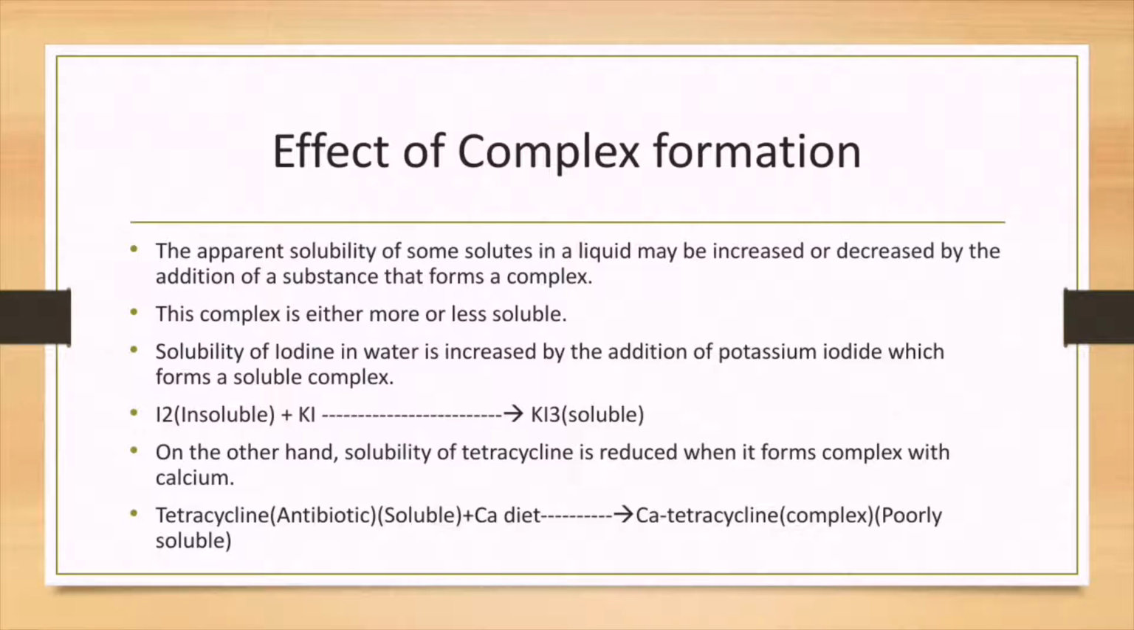Now we will see the first example, in which the solubility is increased when the complex is formed. Generally iodine is insoluble in a polar solvent. Now if we add potassium iodide to it, then it forms a complex, KI3, which is a water soluble complex. So here the formation of the complex is beneficial, as due to it the solubility of iodine can be enhanced.